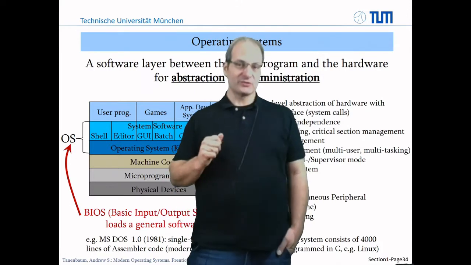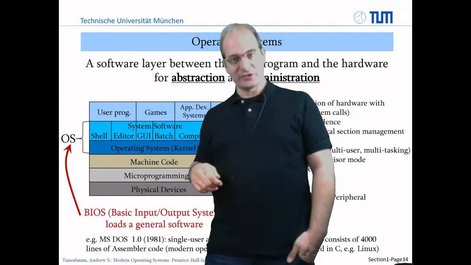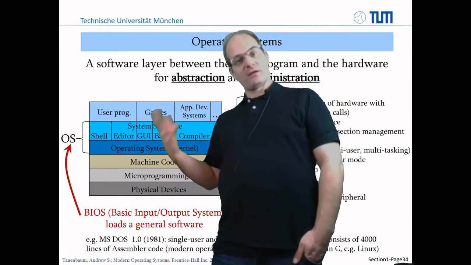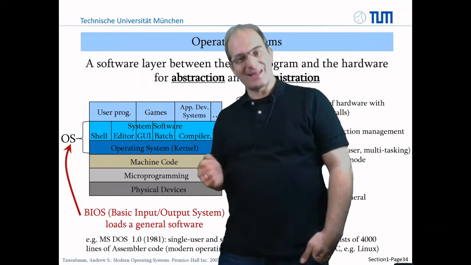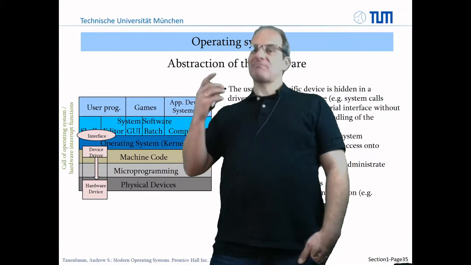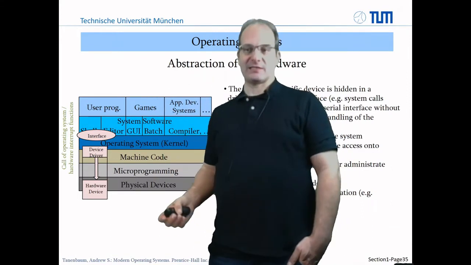Modern operating systems like the Linux kernel are of course written in higher level languages, for example in C. The Linux kernel is written completely in C. Let's have a look at what is meant by this abstraction of hardware layers.